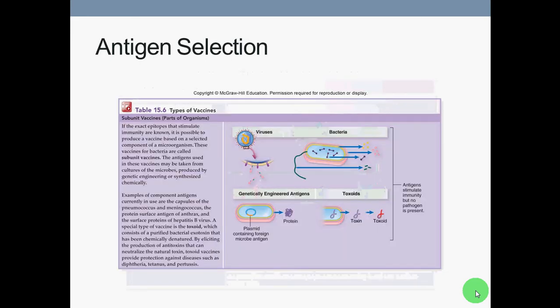The subunit or part of organism vaccines include taking the spikes from the virus or proteins that are in the envelope of the virus. It could be parts of the cell wall of the bacteria or part of the flagellum of the bacteria. You could also potentially take toxins from the bacterium and change it slightly to elicit an immune response to that toxin.